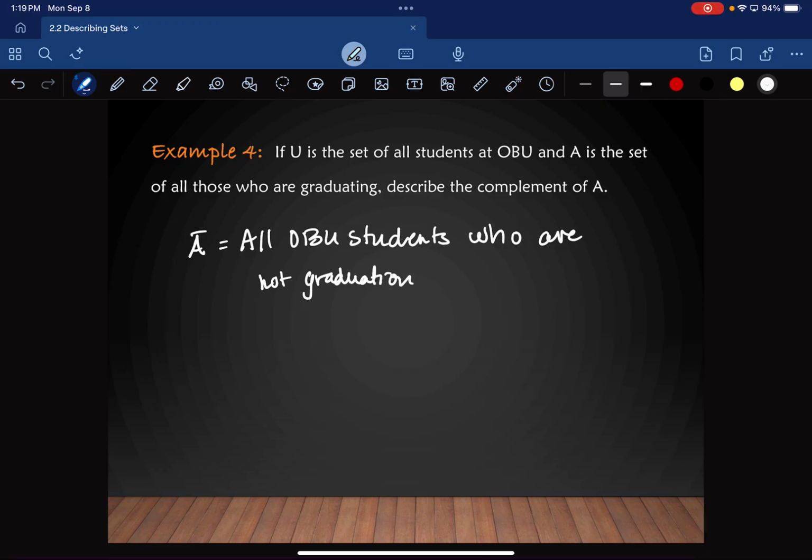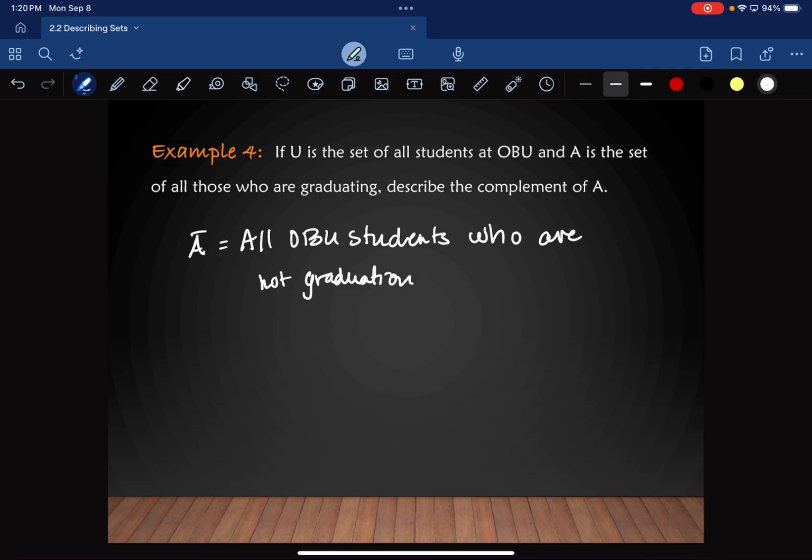So in many ways, complements kind of go hand in hand with negations, which is what we've been working with in section 1, right? The opposite of something. It's still within the confines of the description of things in general that we're looking at, in this case OBU students, so we can't go outside that picture, but it is the complement or the opposite or the negation of the other piece, that is students that are graduating versus students who are not.